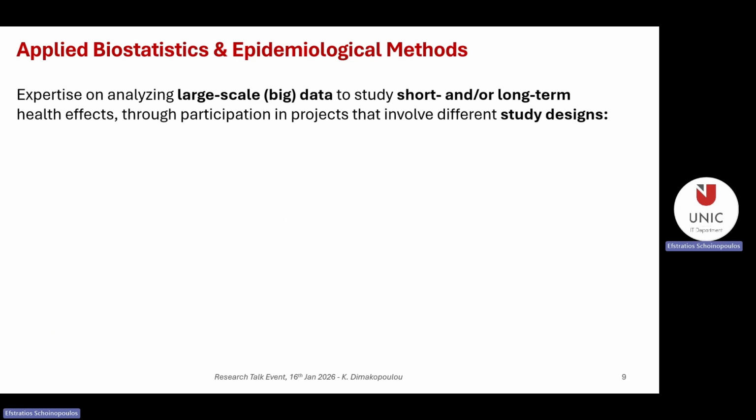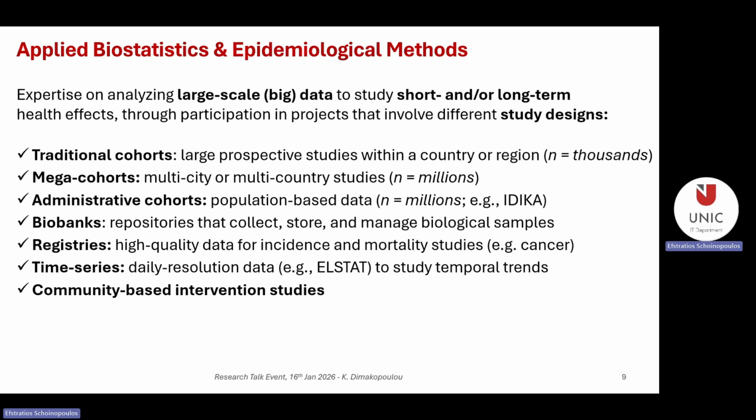I also have expertise in analyzing large-scale data to study short and long-term health effects involving different study designs, like traditional cohorts, which recruit thousands of people, mega cohorts, and administrative cohorts that are population-based or combine many cohorts together. So we are talking about millions of observations. Biobanks are very useful because they collect, store, and manage biological samples. Registries, like cancer registry, time series, where we can get high resolution data usually from statistical authorities to study temporal trends, and community-based intervention studies.